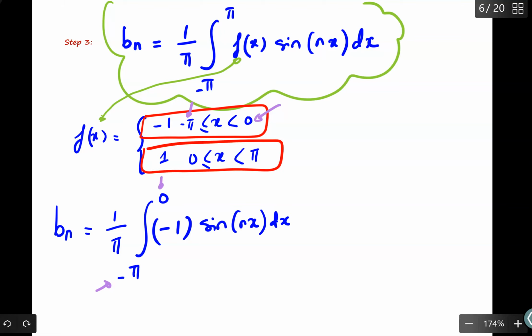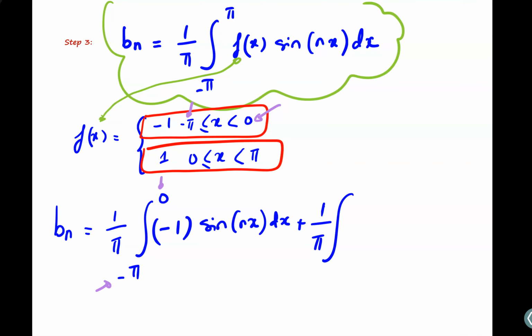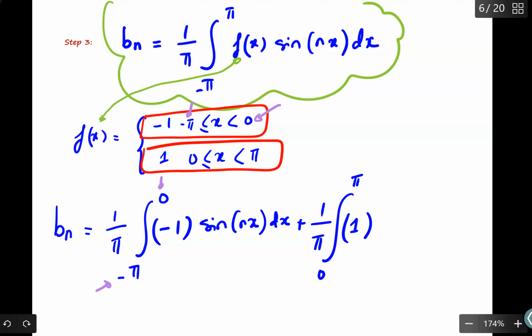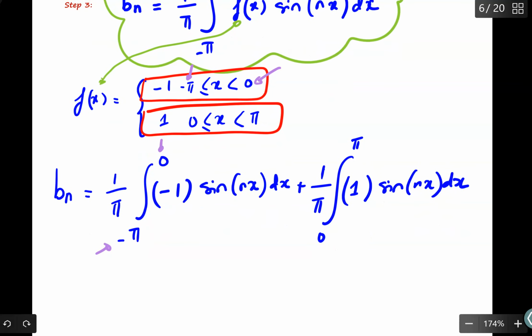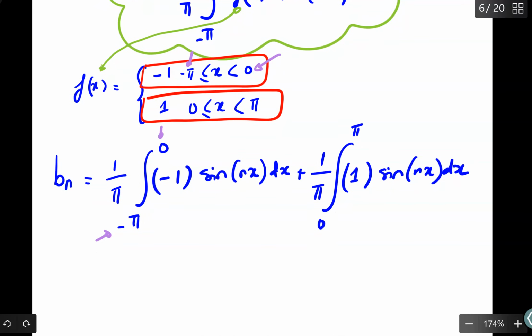So I need to add that with, again, repeat the same formula, 1 over pi multiplied by the integral, and this time I have to go from 0 to pi of the function f(x). In this case, it will be equal to 1. Okay, and I multiply that with sine of nx dx. So this is called integrating with an unspecified term n. Okay, so that means you don't know the value for n, but we have to integrate in terms of n.